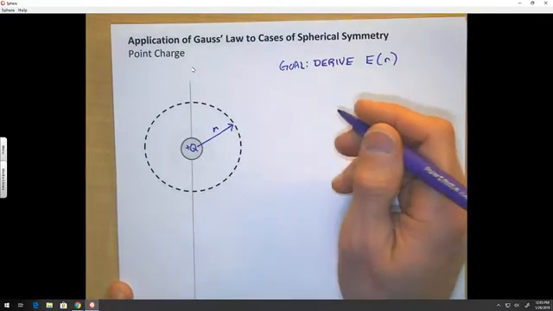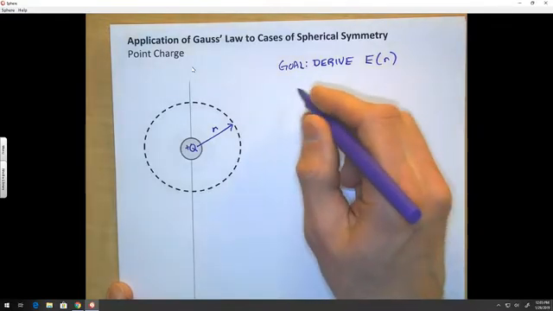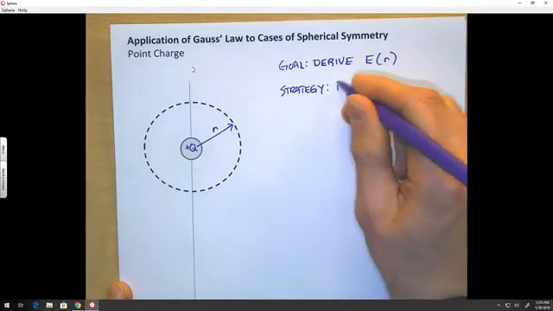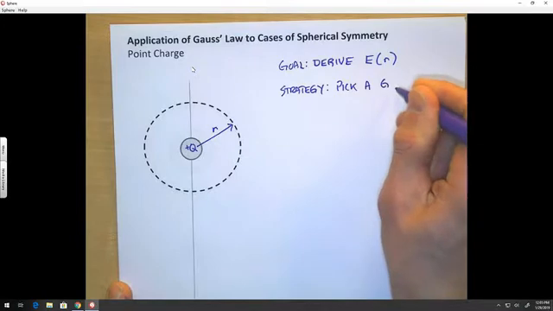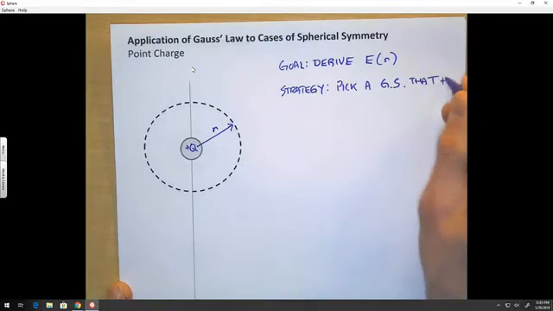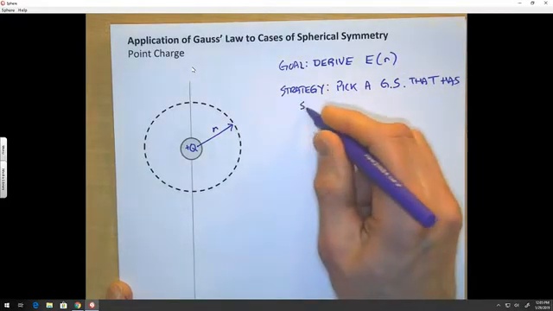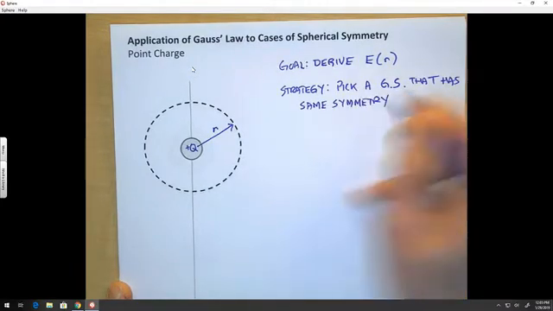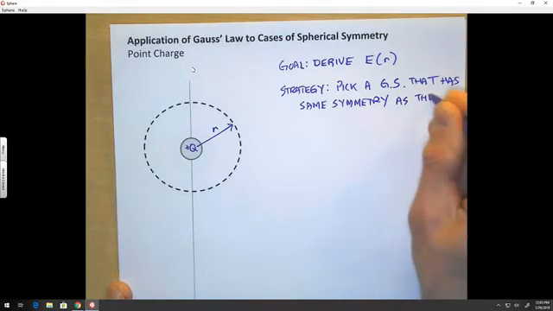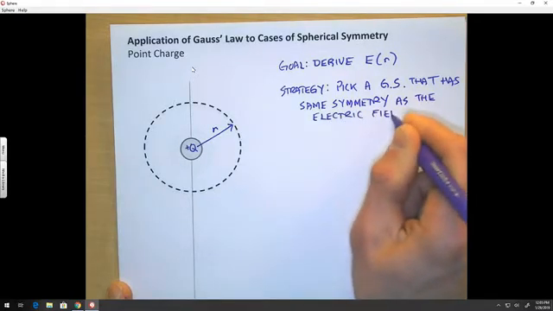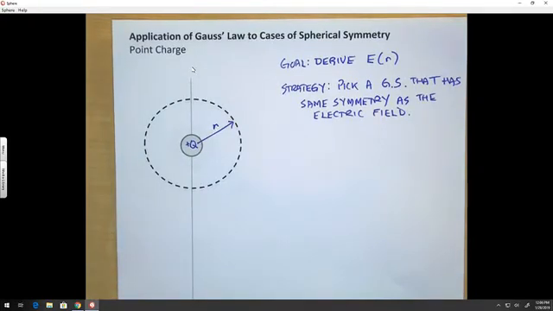So Gauss's law, our strategy here is going to be the following. We want to pick a Gaussian surface, a GS, that has the same symmetry as the electric field. Okay? We want to pick a Gaussian surface that has the same symmetry as the electric field.